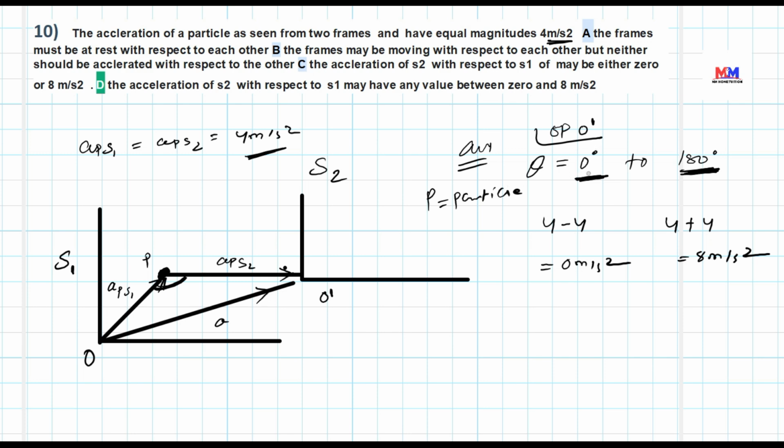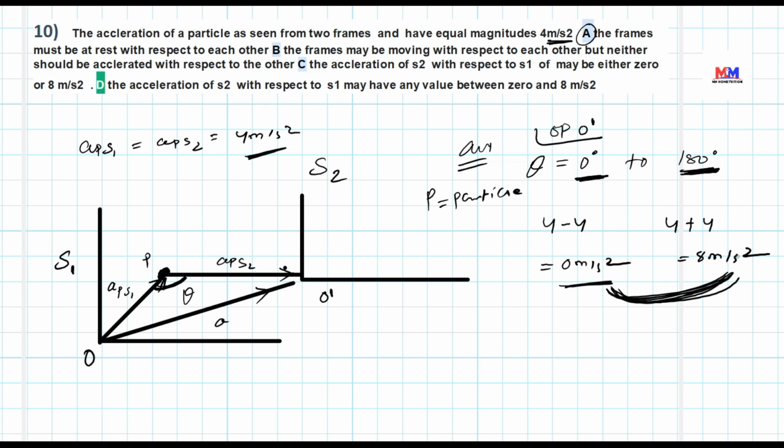The particle is at the position P, and the theta value varies between 0 to 180. That's why the relative acceleration value changes from 0 meter per second square to a maximum of 8 meter per second square. This is the minimum acceleration and this is the maximum acceleration. So the first option says the frames must be at rest with respect to each other. We cannot say that they must be at rest, as it varies between 0 to 8.